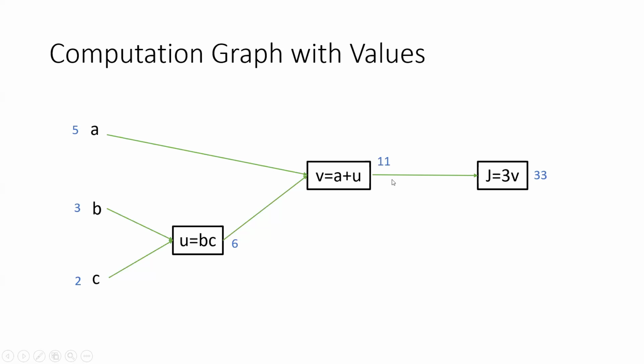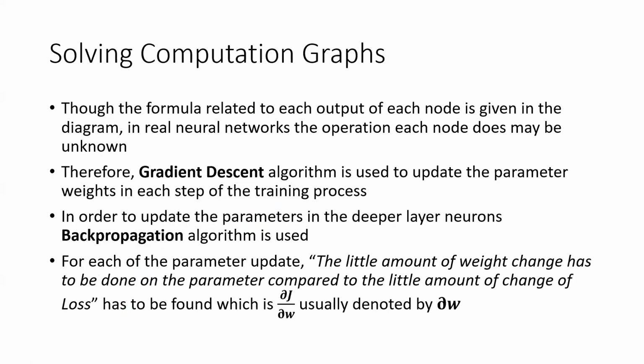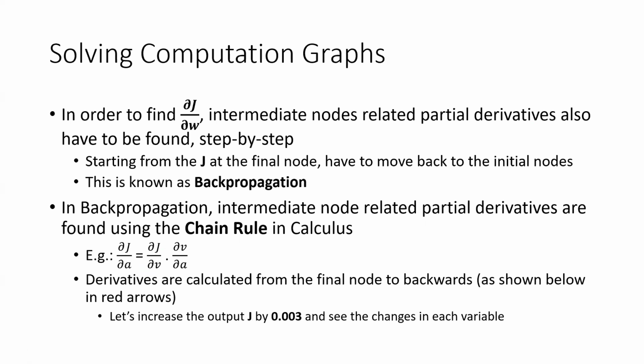With this node, you can find ∂J/∂V. With this link, we can find ∂V/∂A. We will see how exactly we have to do it. Derivatives are calculated from the final node backwards. In the next slide, you will see it in red arrows.